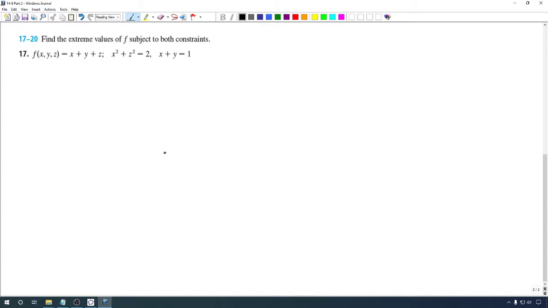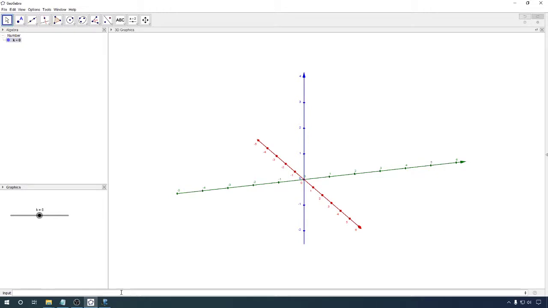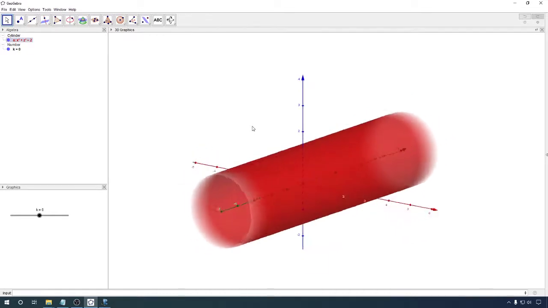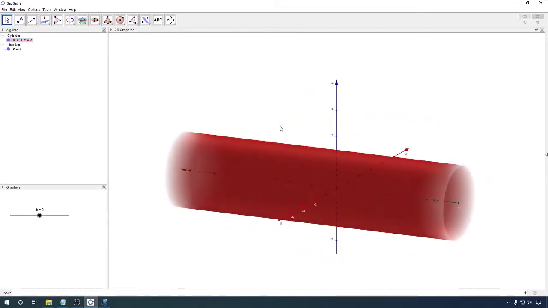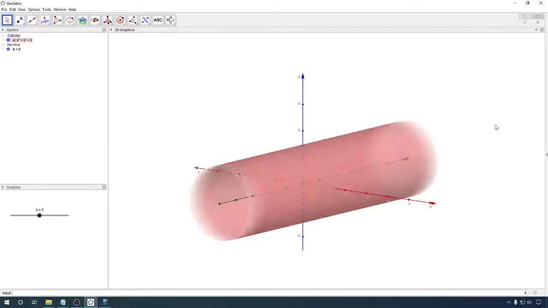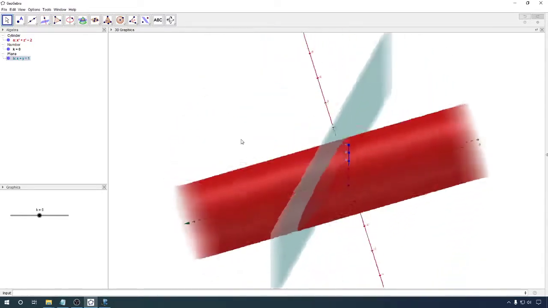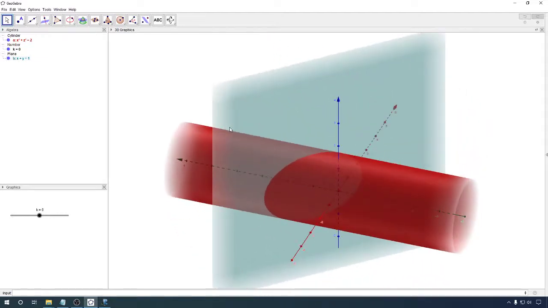If we go ahead and plot those, just to get an idea of what our constraint really is, technically we don't have to do this, but we might as well. So x squared plus z squared is equal to 2. That's a cylinder. Now, the cylinder might actually be an issue for us if we were doing a single constraint problem, because it does go off to infinity in two directions, and so we wouldn't be guaranteed to have an actual maximum or minimum.